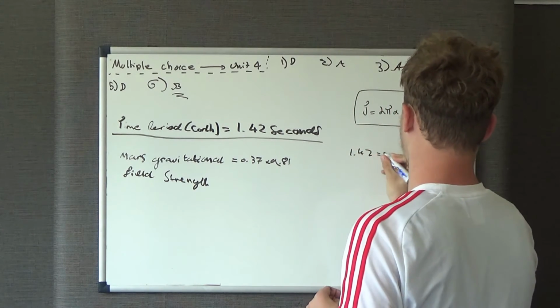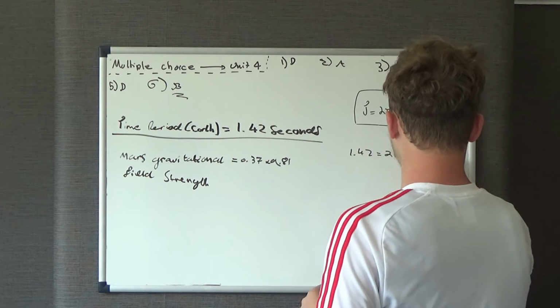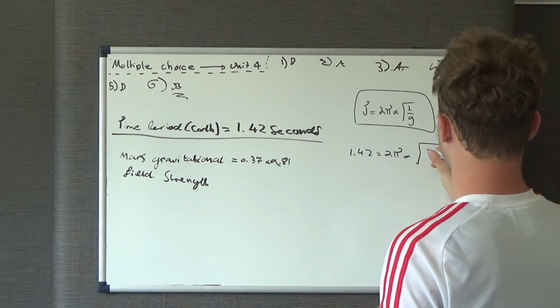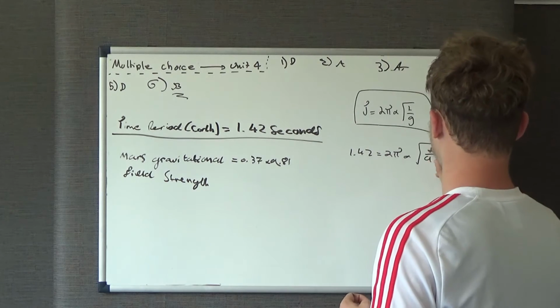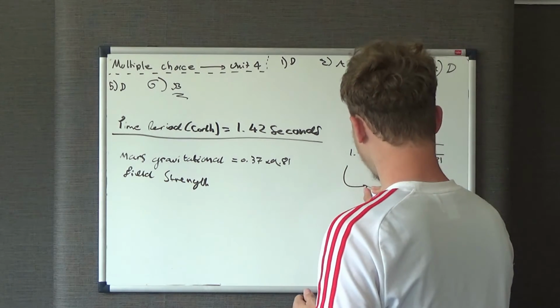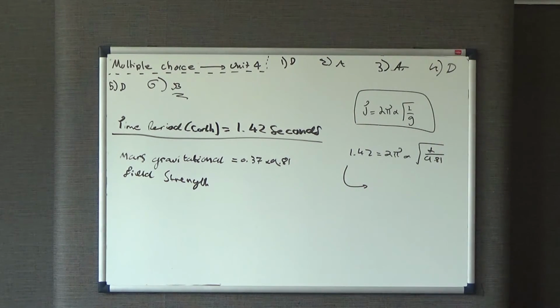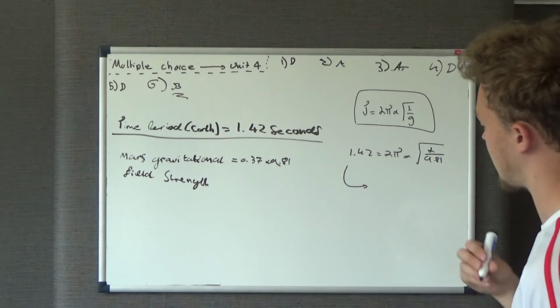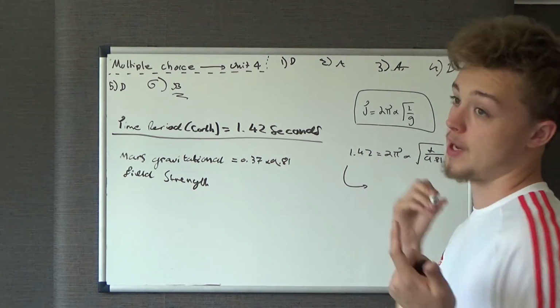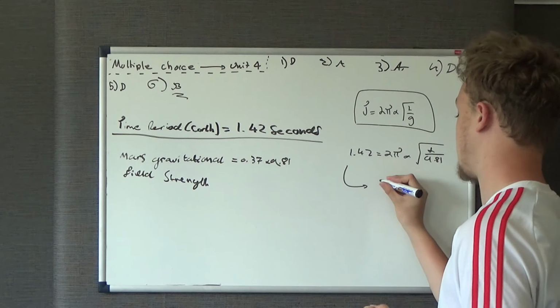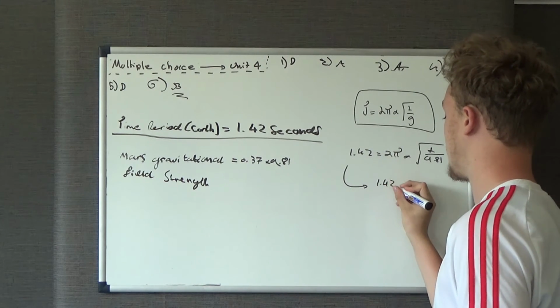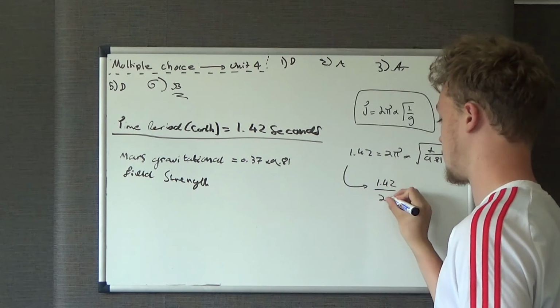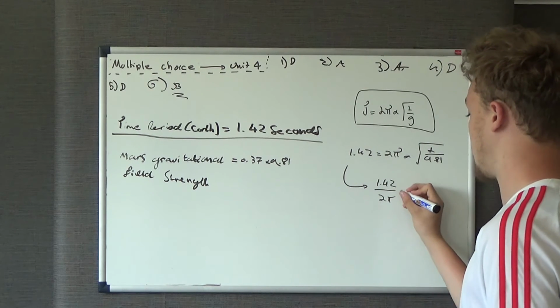Anyway, all we need to do is use the time period on Earth and the gravitational field, so that goes with that, so L over 9.81. And rearrange that equation, times it out where necessary, so that you get the length of the pendulum on Earth. So divide both sides by 2 pi, so 1.42 over 2 pi is equal to the square root of L over 9.81.